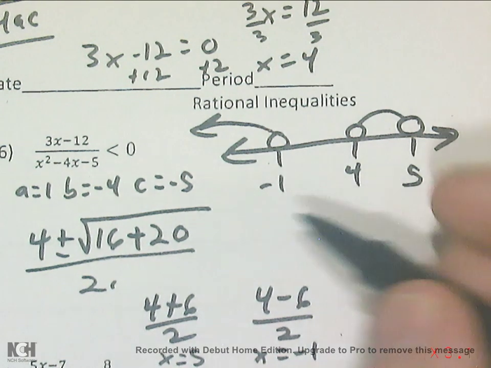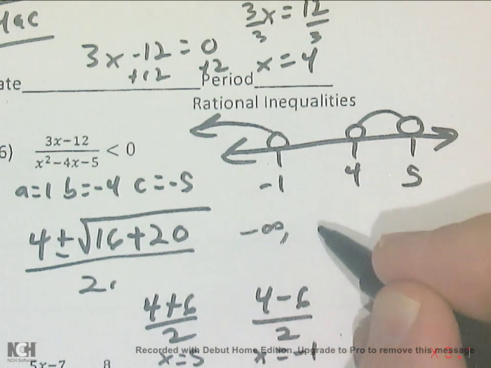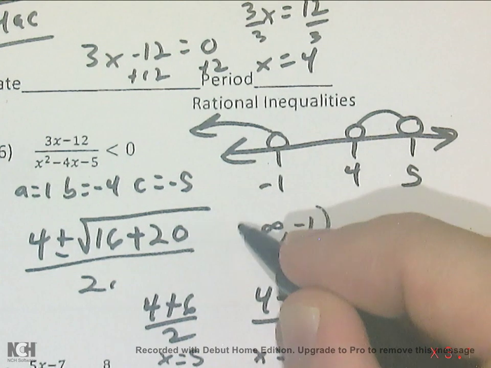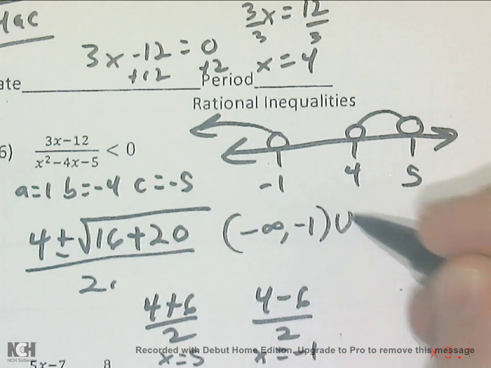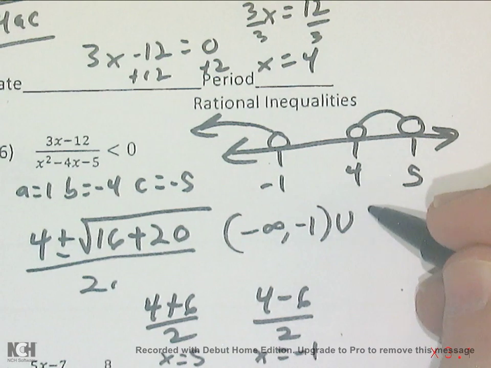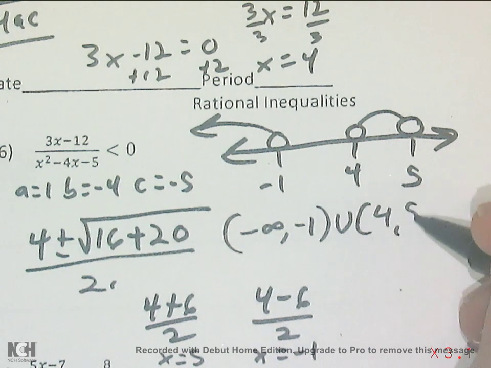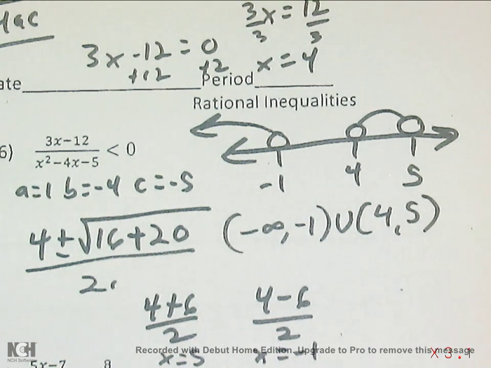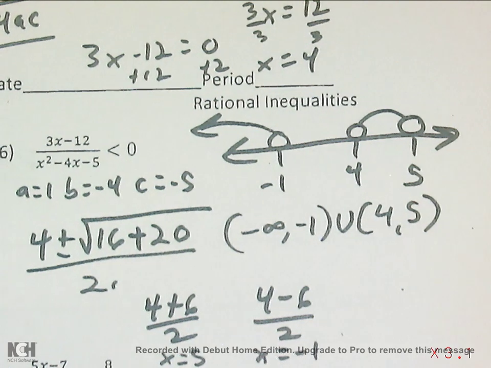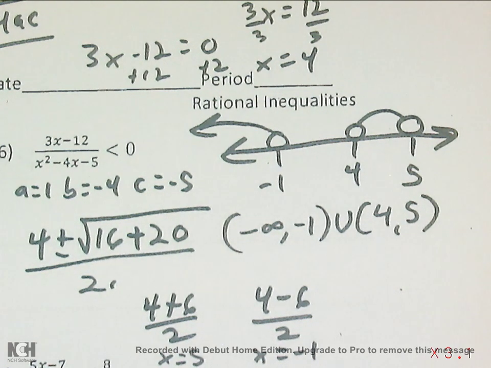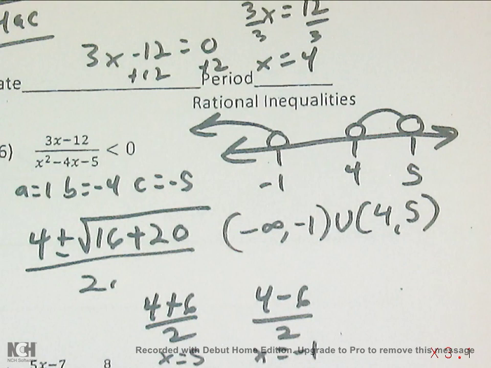So my interval notation here would be negative infinity to negative 1 with parentheses, and then I'd have a union, and then I have a parenthesis 4 to 5 would be my next interval that works. And that is what you're doing for quadratic inequality, or not quadratic, rational inequalities.